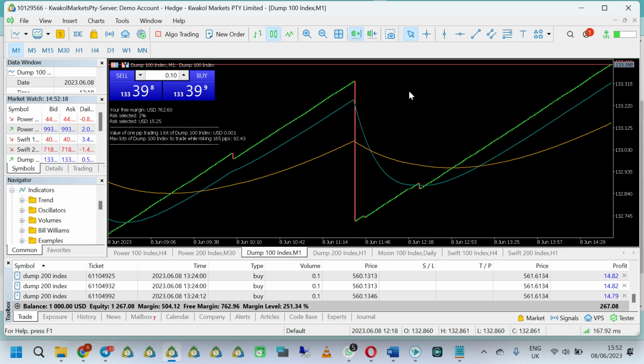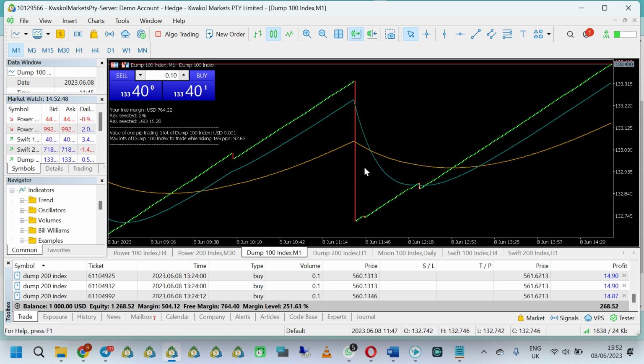Now, what caught my attention about Quaco is the Dump and the Moon. It's not like Boom and Crash. It's a simulation of Boom and Crash, but quite different in a way that can make you a lot of money or can wreck you. So let's quickly dive into it. The first one we want to look at is the Dump. The Dump category is actually like Crash. If you are used to Crash, this is something that looks like Crash.